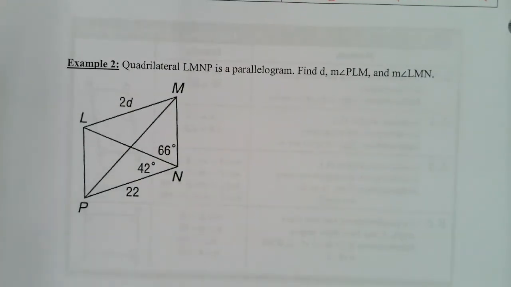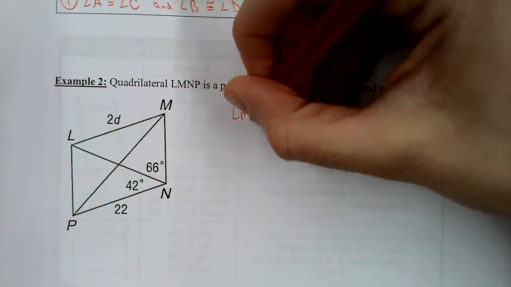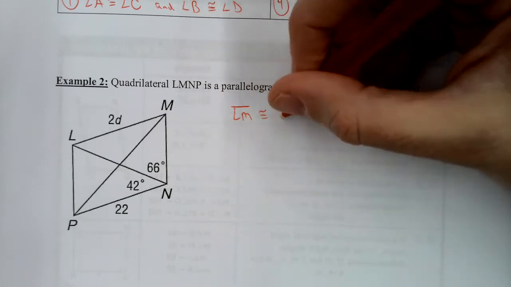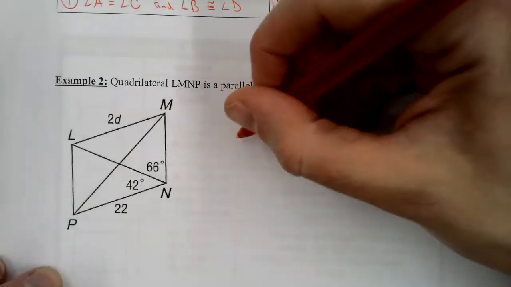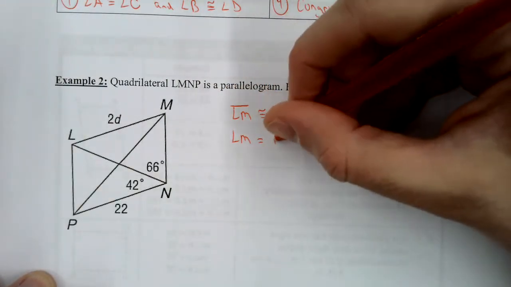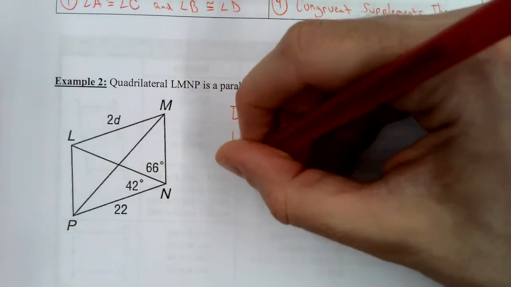Example 2. Quadrilateral LMNP is a parallelogram. Find D, the measure of angle PLM, and the measure of angle LMN. Let's start by trying to find D. LM is congruent to PN because the opposite sides of a parallelogram are congruent. So since they're congruent, it means that they're equal. You don't have to write that out on a test or quiz. You can just go right to 2D equals 22, and D equals 11.